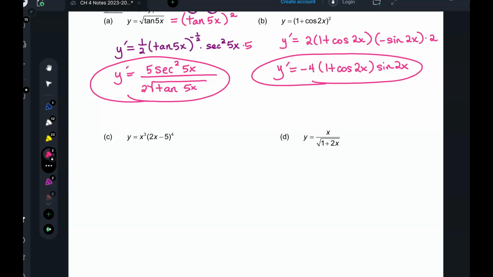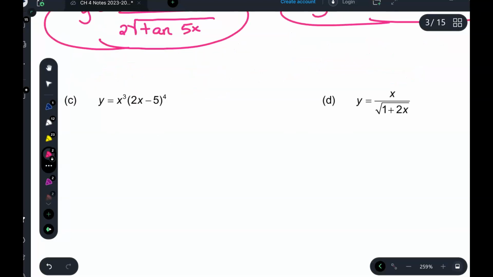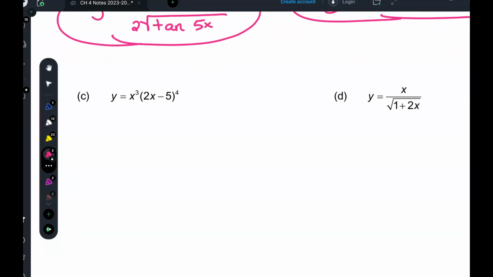There's an exponent, and there's also multiplication here. It's x cubed times 2x minus 5 to the 4th. So this is a product rule. Okay, so that's tricking us. So this is u, and all of this is v.